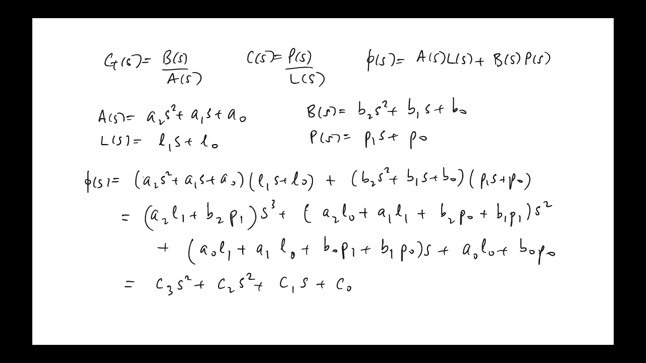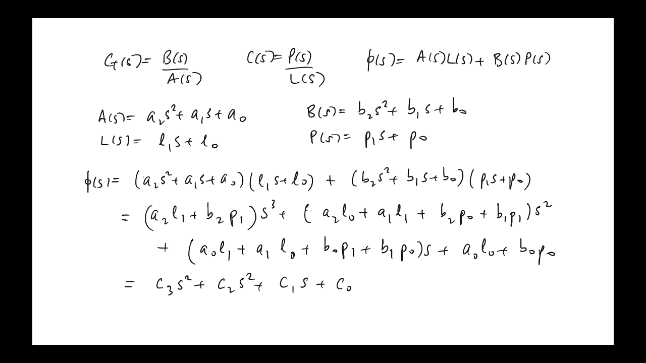Okay, and so if we now group terms together according to the corresponding powers of s, our Laplace variable, then we'll find that the coefficient of s cubed will be this, right? It comes from this multiplying this, which gives you s cubed, and it's A2L1, right?